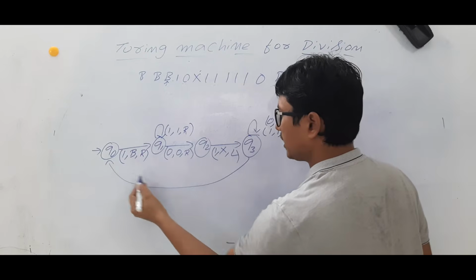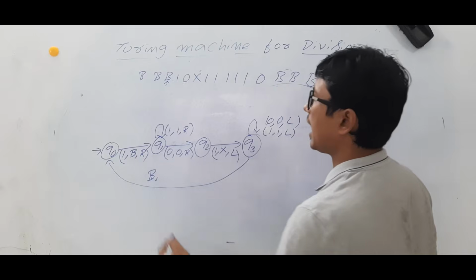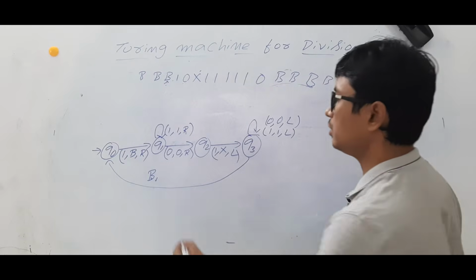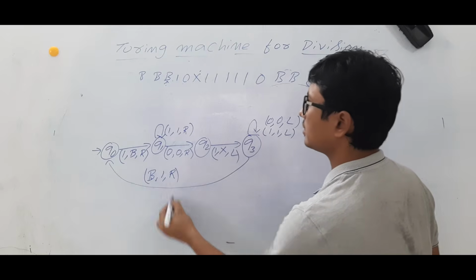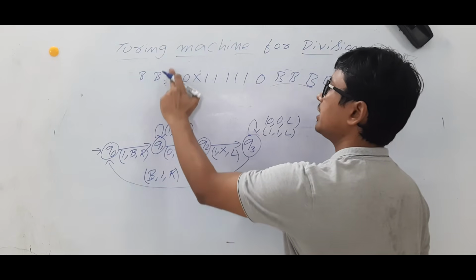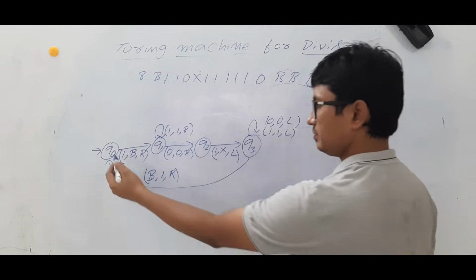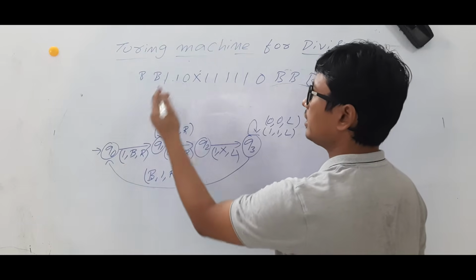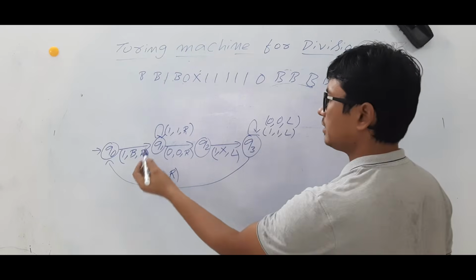Okay. If you get a blank, what you should do? You have to make it as 1, move to the right. So this blank, again I am making it as a 1 and start moving to the right. Done. Again this one, I will make it as a blank, move to the right.